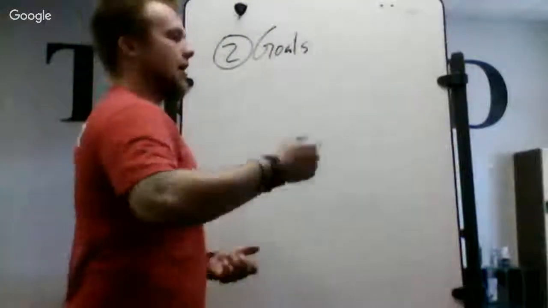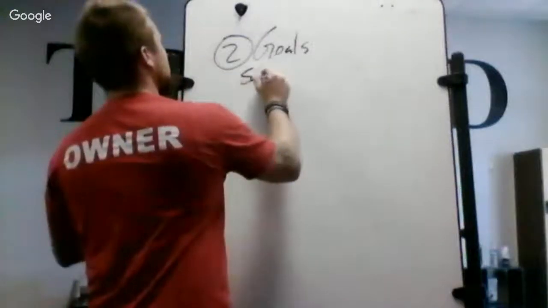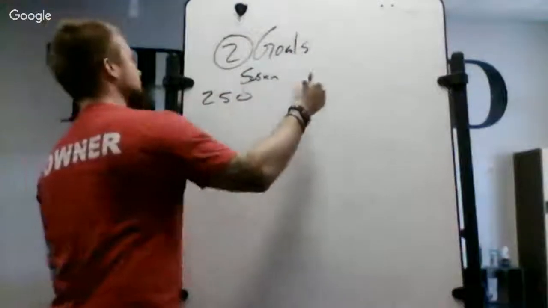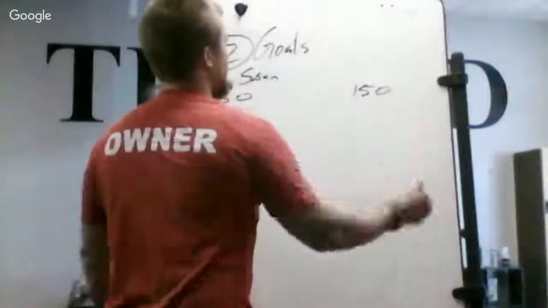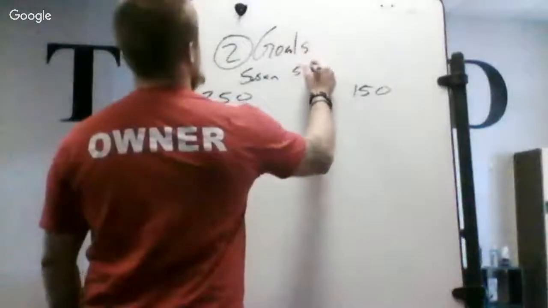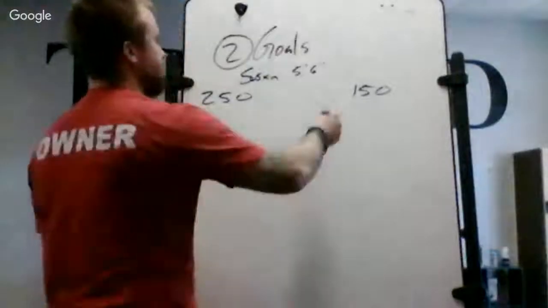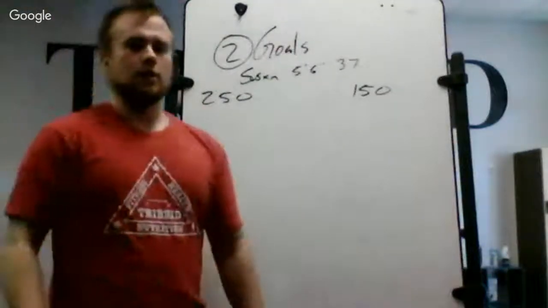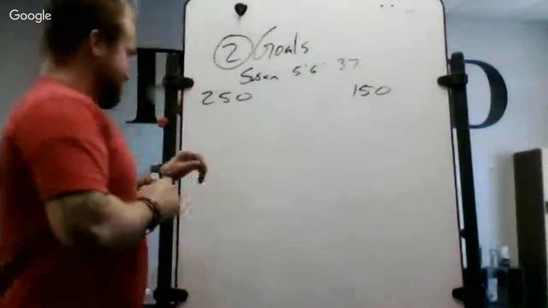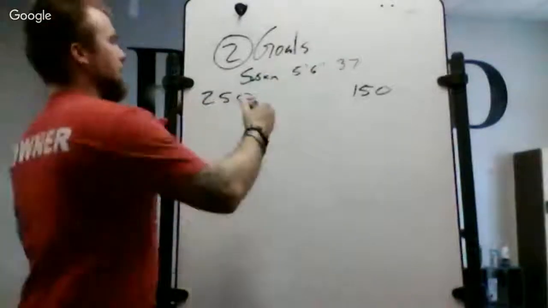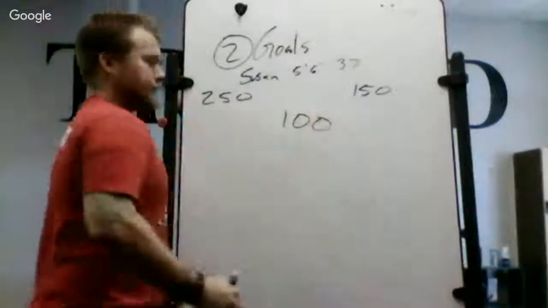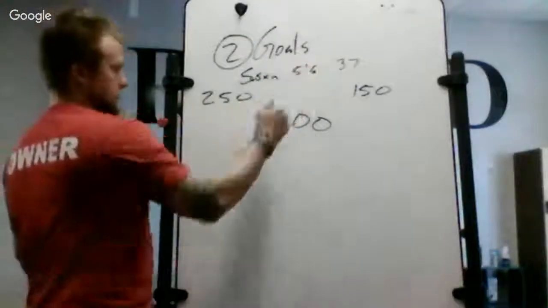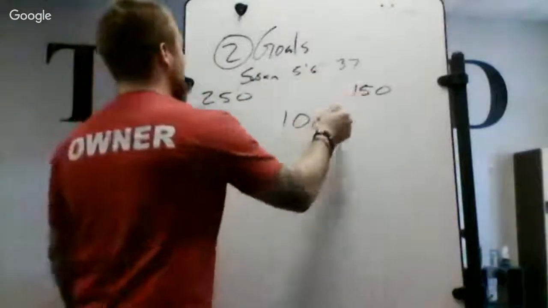So let's say I'm going to use somebody named Susan, okay? She's 250 right now. Her goal is to get to 150, and that's a pretty good goal. Let's say she's 5'6", 37, okay? That's about the average client age I have. So 250 to 150, that's a 100-pound difference. So you need to figure out what you need to do. How are you going to get there? Or what's the difference? Where you're at, where you need to go, how much you need.